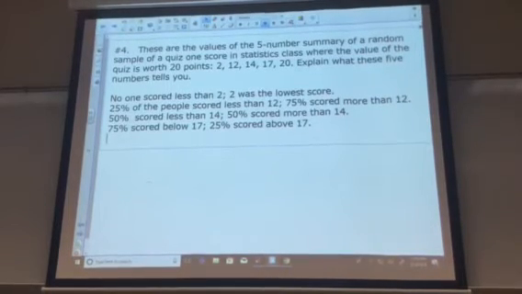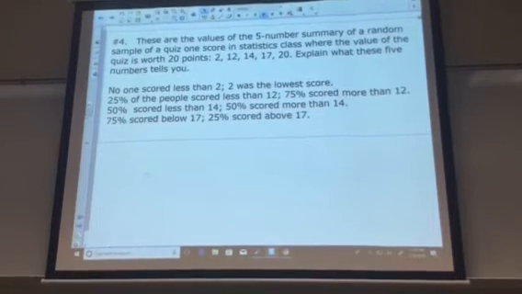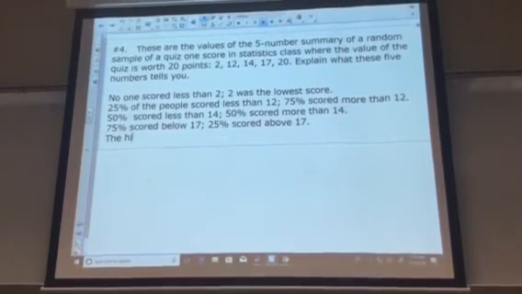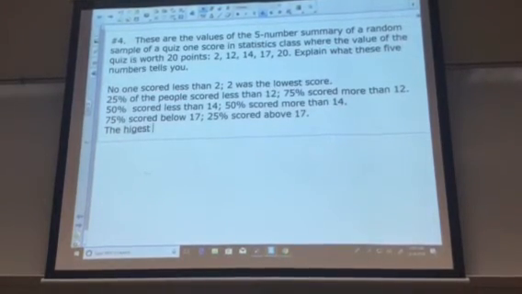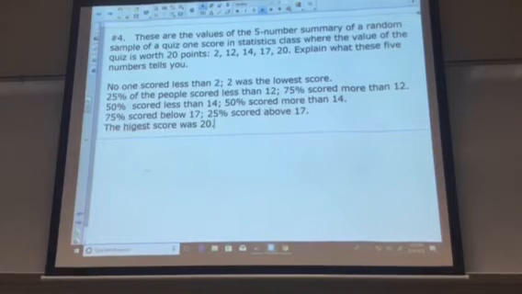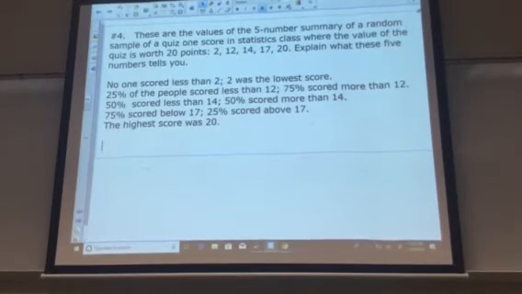What does the 20 tell you? The highest score was 20. And there's one more measurement that you could make that you haven't made.